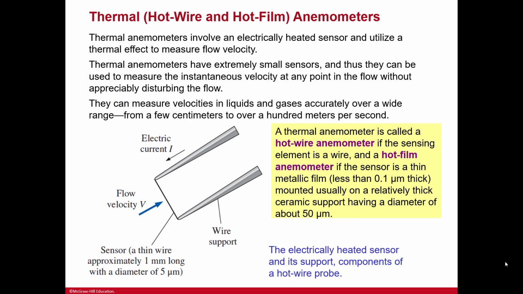Then we have thermal anemometers, and that can either be hot wire or hot film. A thermal anemometer is called a hot wire anemometer if the sensing element is a wire, and a hot film anemometer if the sensor is a thin metallic film.